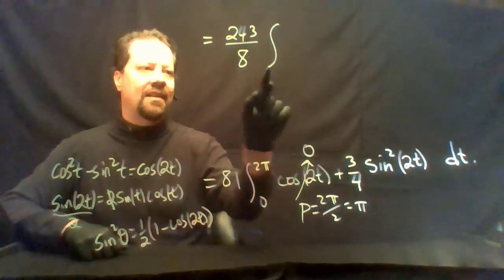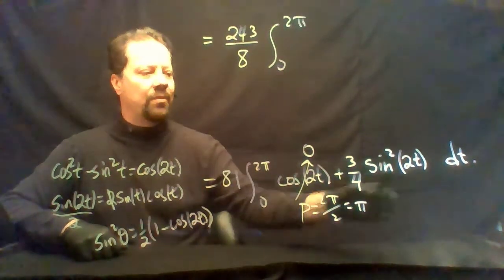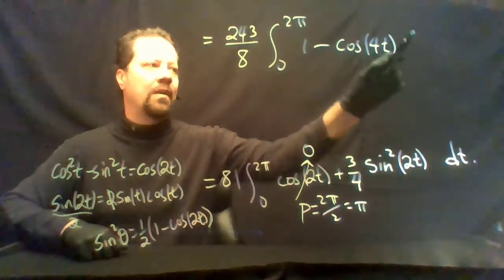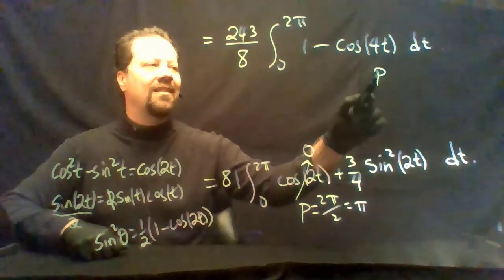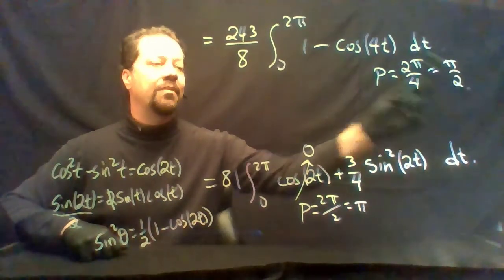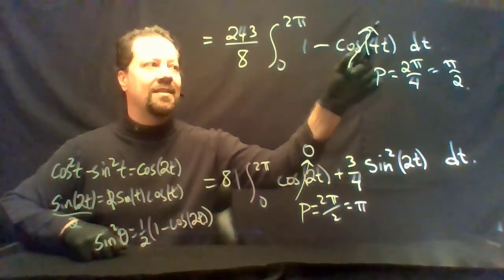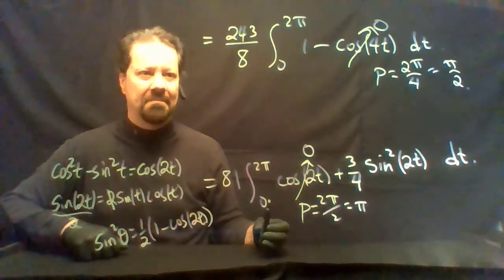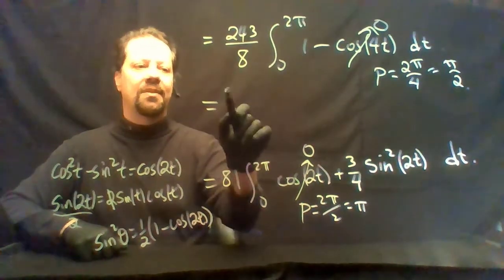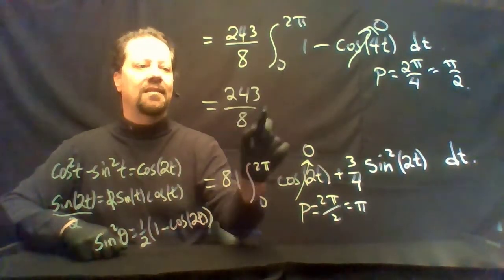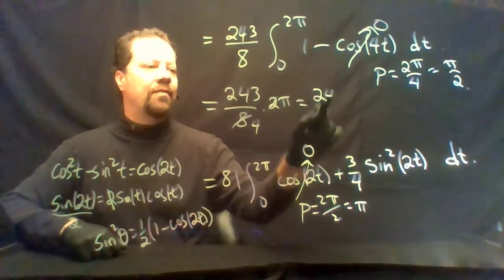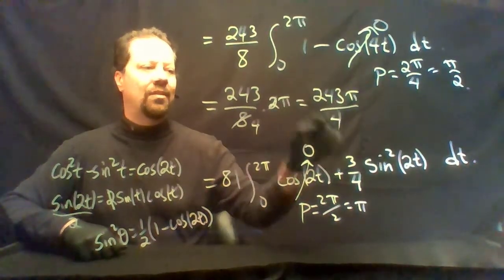So we'll write that as 8, integral from 0 to 2 pi. We'll convert the sine squared. We'll have 1 minus the cosine of 4t. Of course, the period is 2 pi over 4, which is pi over 2. We're integrating over 4 periods, so we get quadruply nothing. Integrating, we'll have 2 pi times 243 over 8. Canceling, we get 243 pi over 4.